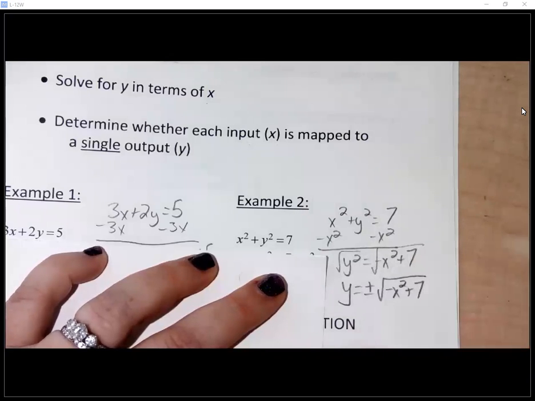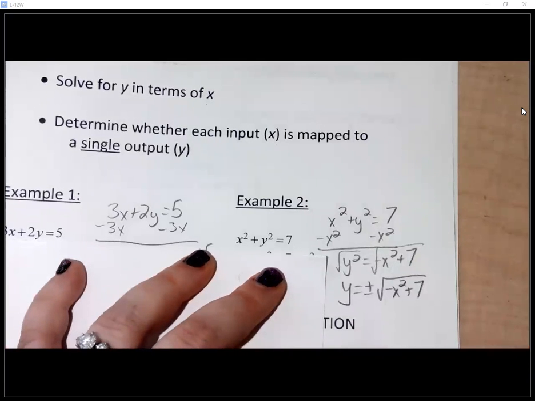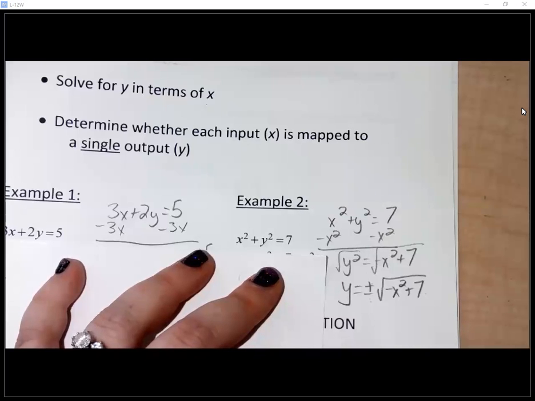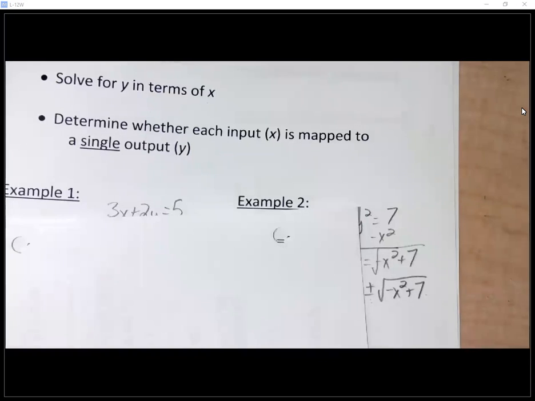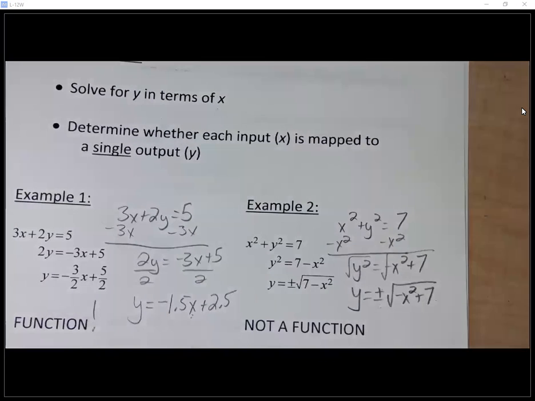So now check this out. If I plug in, let's just use an easy number, let's plug in 0 for x. I get the square root of 7, but I need both roots, positive square root of 7 and negative square root of 7. I plugged in one number for x, but two answers came back out. So is that a function? No, that is not a function. Does that make sense? Okay, so not a function, as you already knew, but now we are sure.